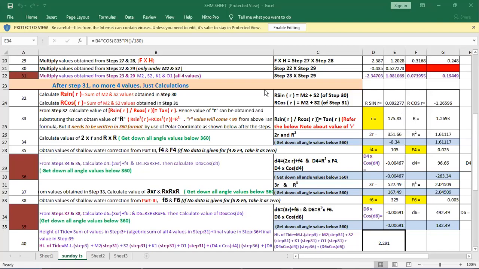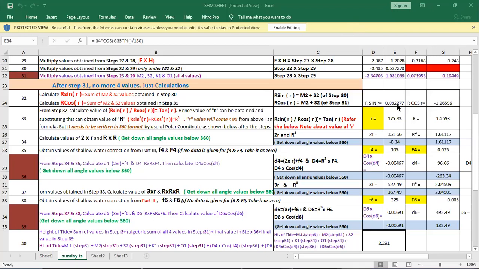So we are going to see this SHM calculation from step number 32, mainly seeing the value of r, putting it in polar coordinates. So r sin r and r cos r we are calculating in step 32, that is the sum of m2 and s2.